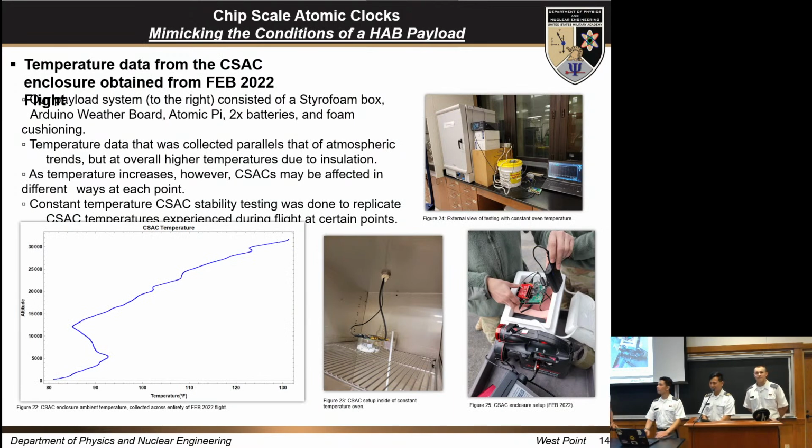Okay, I'm just curious. Why is it important to test at higher temperatures, at about 30 Celsius? Wouldn't it get cold as it's going up on the balloon flight? So yes, that was part of what happened in our payload. It's in the styrofoam enclosure, so it's insulated. The CSAC itself is going to be heated up, and also the battery, as well as our other devices, like the Atomic Pi. It's all heating up inside that enclosure. If we had a temperature variable enclosure where we could monitor the temperature, it might not be necessary, and we could maintain 25 degrees Celsius. But currently, we don't have that.